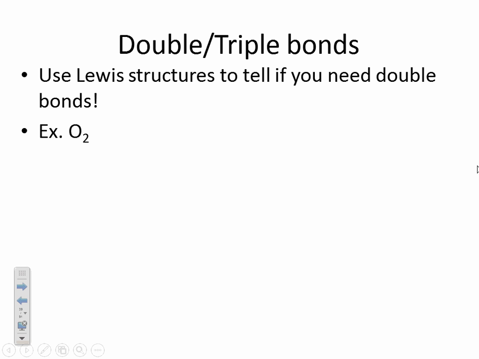So if we want to draw Lewis structures for O2, we start the exact same way. We're going to draw 2 oxygen atoms because that's what's in the compound. We go to the periodic table, we look up how many valence electrons oxygen has. It has 6 valence electrons. So you're going to draw the 6 valence electrons as dots around the oxygen. So there we go. I drew 2 O atoms. Each of them has 6 valence electrons.